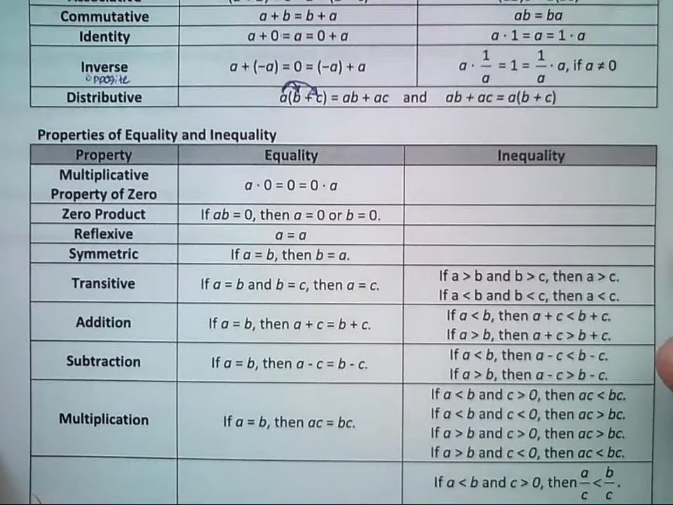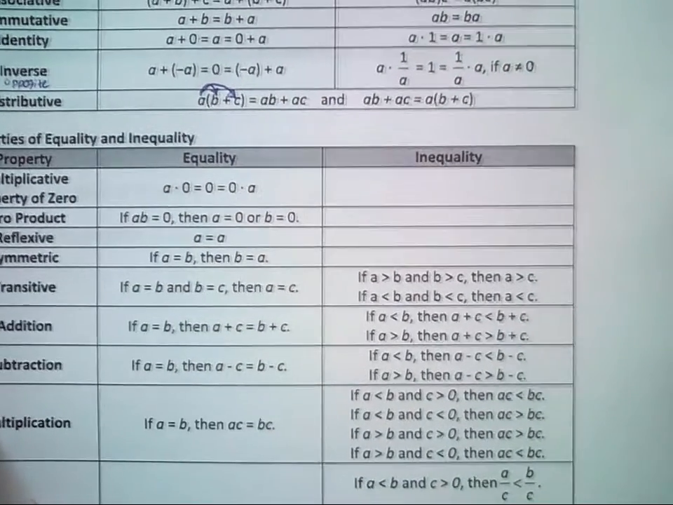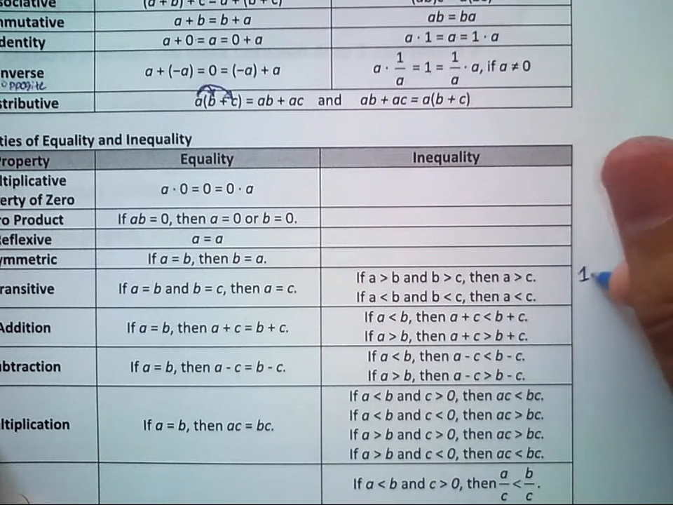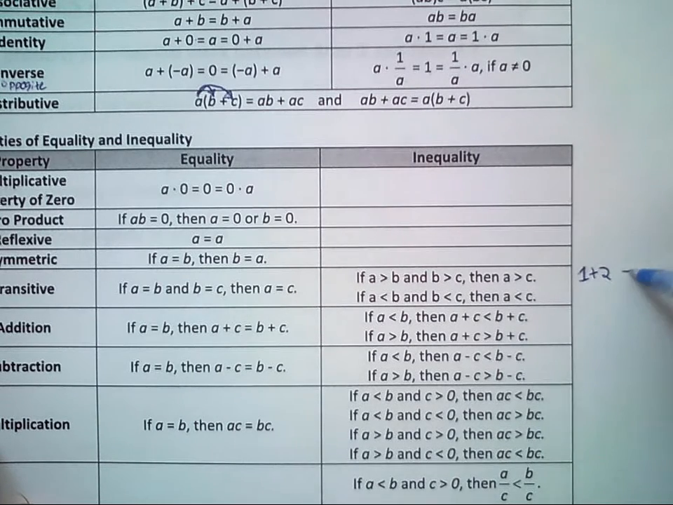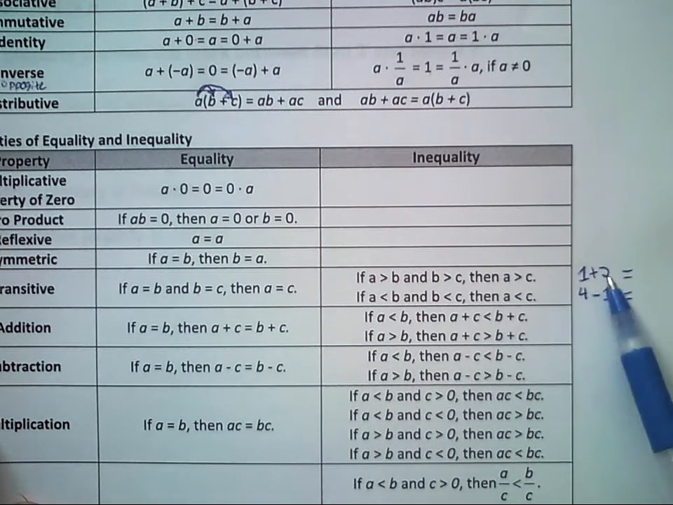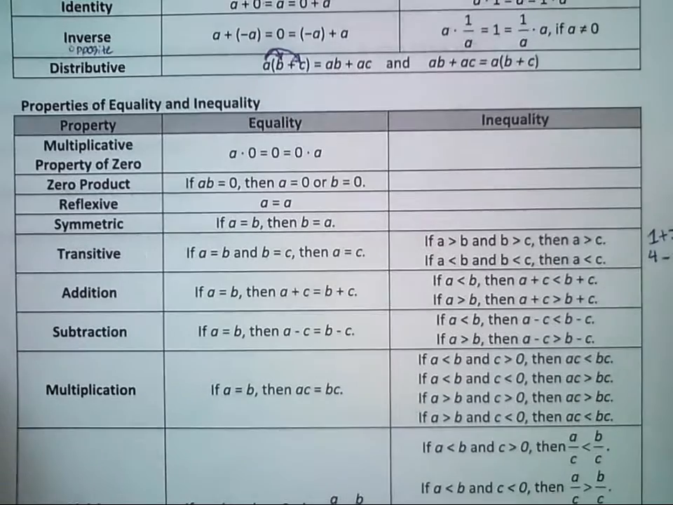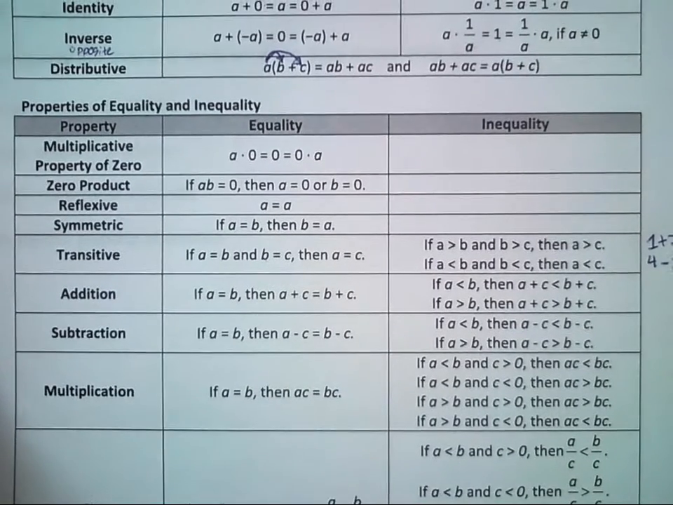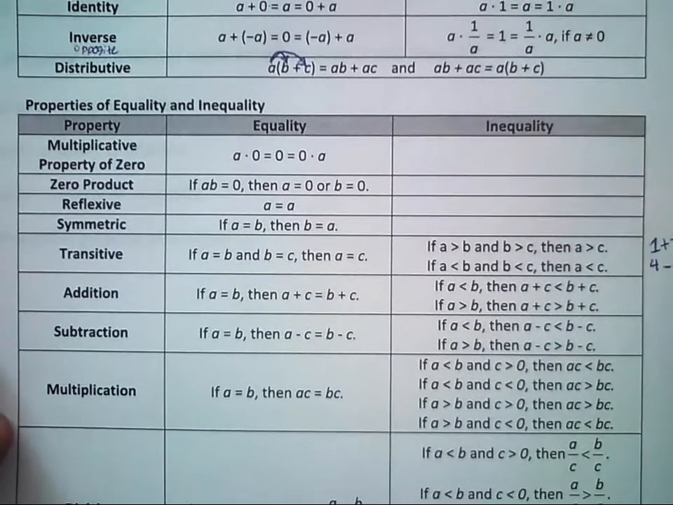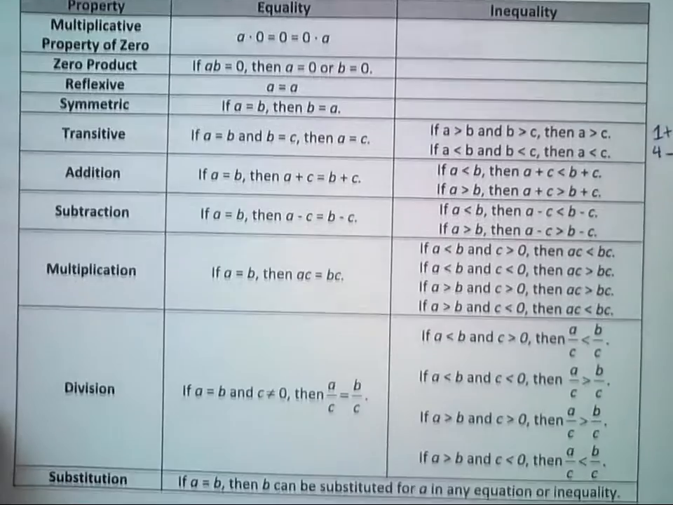A good example of the transitive property would be something like 1 plus 2. Well, that's equal to 4 minus 1, which is also just equal to 3. So all three of those are the same thing. It's just saying, if A equals B and B equals C, well then 1 plus 2 better equal 3.